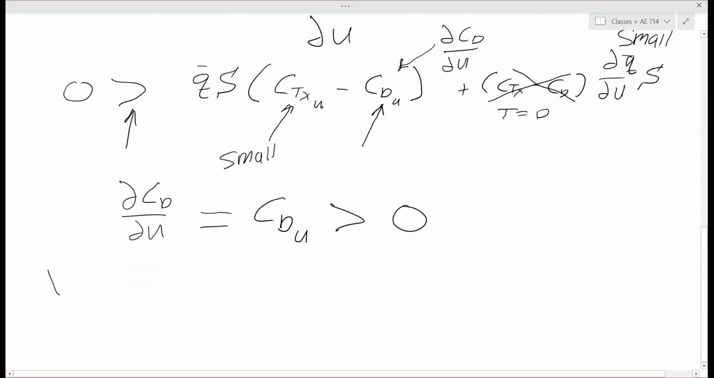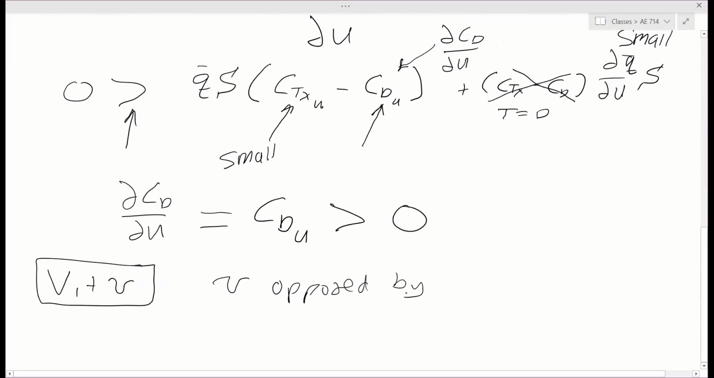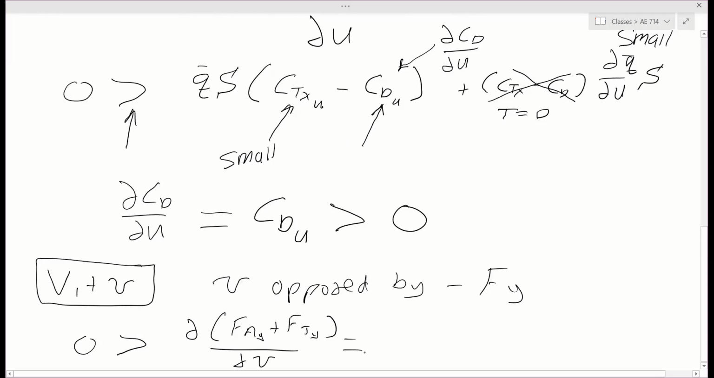So the second thing we look at is a side velocity disturbance. And here we want this to be opposed by a negative side force. And so we write the same equation, the change in the total side force with respect to a side velocity. And then we chain rule it, do it in terms of the side force coefficient.